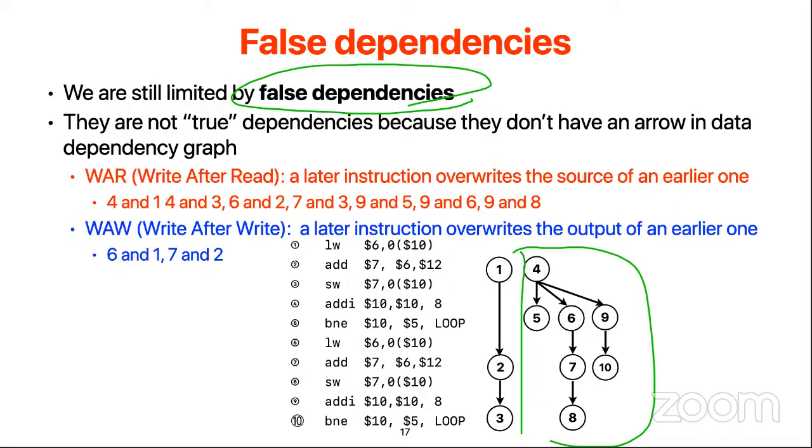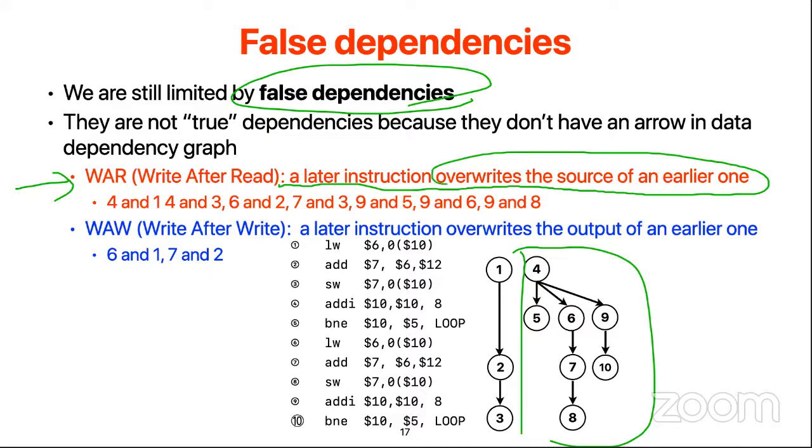And there are two types of false dependency. The first one is called write after read. It's a later instruction that overwrites the source of an earlier one. The reason you have write after read is that we are limited by the number of registers in a system. We have to reclaim the usage of a register to put in a new output value. If a later instruction would overwrite the source of an earlier instruction, then you cannot reorder them, because if you let the overwrite happen first, the execution result will be wrong.